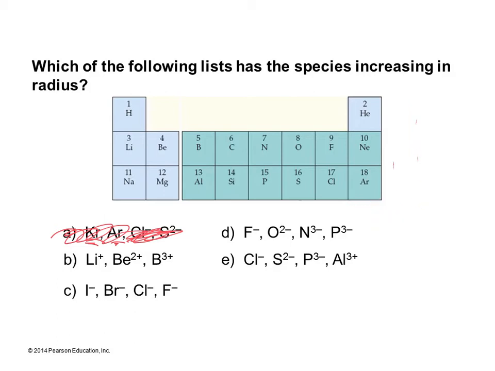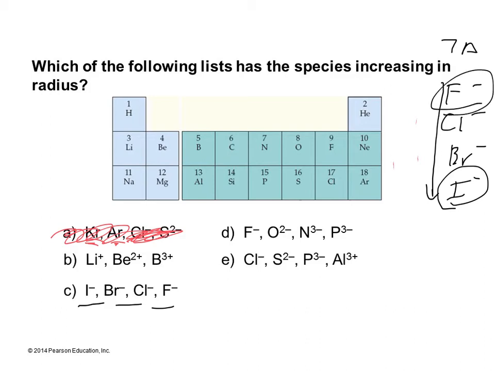Next, let's go to another one that's going to be easy to get rid of. Let's go to C. C is your halogens. Fluoride, chloride, bromide, iodide. Those are your group 7A elements. And once again, down a group, radius increases. So iodide would be larger than fluoride. So these guys are actually in the reverse order. Increasing radius would actually go that way. So these guys are in order of decreasing radius, so we can cross them out.